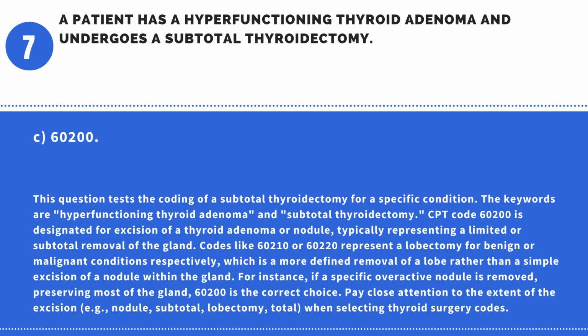For instance, if a specific overactive nodule is removed, preserving most of the gland, 60200 is the correct choice. Pay close attention to the extent of the excision, e.g., nodule, subtotal, lobectomy, total, when selecting thyroid surgery codes.